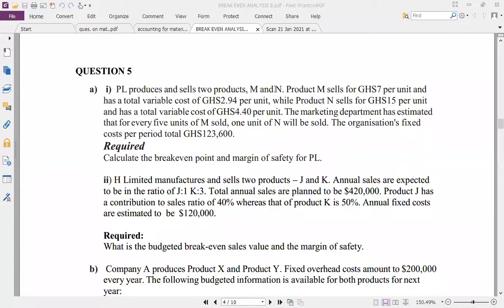Products M and N, right? So 2 products. M sells for 7 per unit and has a total variable cost of 2.94. So if I write something here, product M and N. Then I can put the selling price here. They say it sells for 7. And I can put material, it's a variable cost, right? Variable cost of 2.94. So whatever they tell me, I have to summarize it.